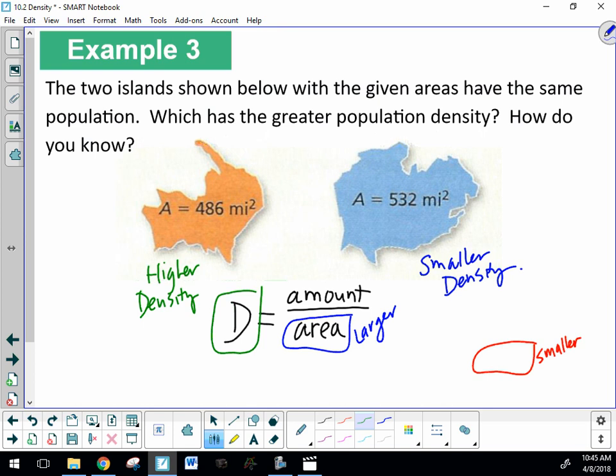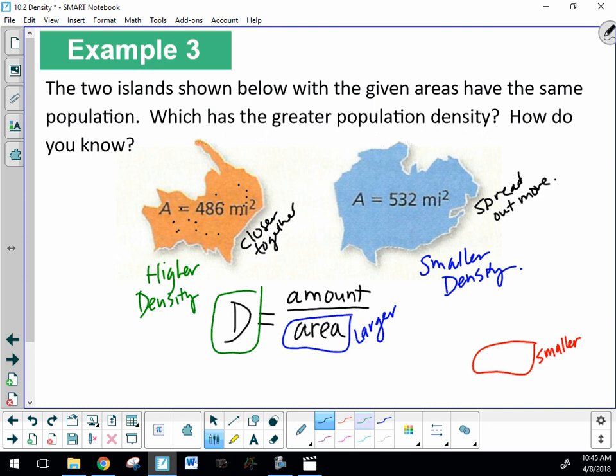And that really makes sense if you think about it. If you had the same amount of people, these ones would have to be closer together. And these ones could spread out more. And that's kind of what density is a measure of, how spread out things are, especially with area densities.